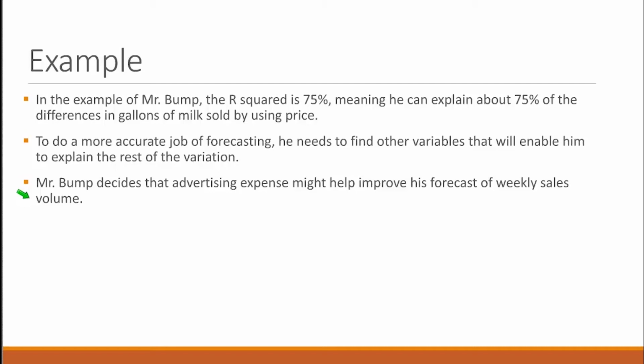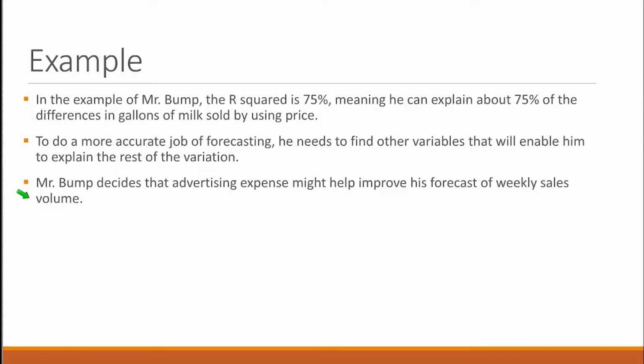So it says, in the example of Mr. Bump, the R squared is 75%, meaning he can explain about 75% of the differences in gallons of milk sold by using price. To do a more accurate job of forecasting, he needs to find other variables that will enable him to explain the rest of the variation. Mr. Bump decides that advertising expense might help improve his forecast of weekly sales volume.